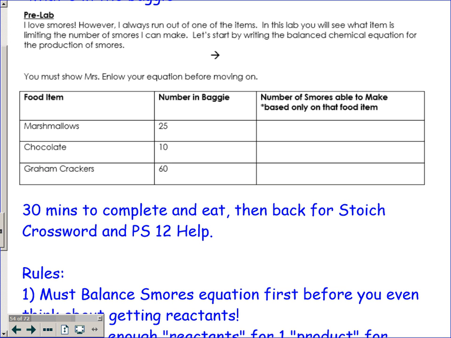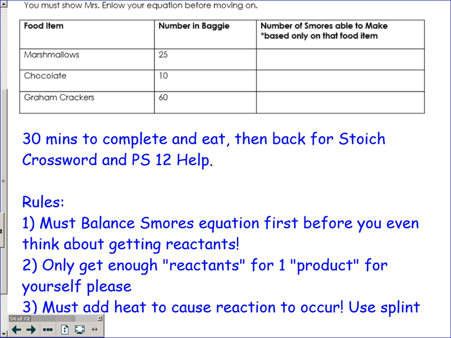After we get done with the s'mores, and there's some questions on there, it's a pretty easy lab grade. After you get done with the s'mores, you can ask me for help on the PS12, and then I have a crossword that you guys will be finishing, okay? So the crossword's right here on my desk. Can we still work with that person? Yeah, work with that person the whole day, okay? You guys ready? Let's go. You do need goggles. I forgot to say that.